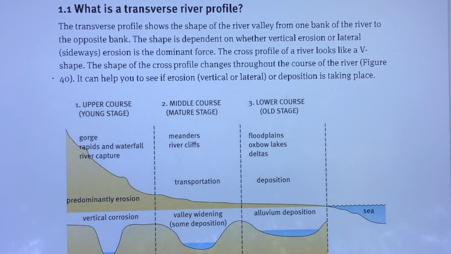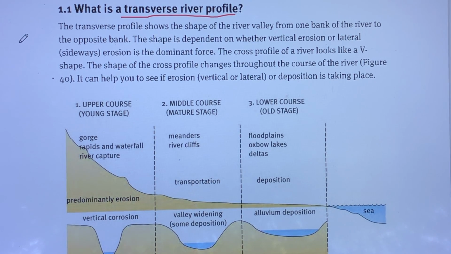A river profile can be expressed in two forms: the transverse river profile or the longitudinal profile of a river. I repeat, number one, the transverse profile of a river, which is also known as the cross-section of a river, and the longitudinal profile of a river. Let's discuss the very first one, the transverse river profile.